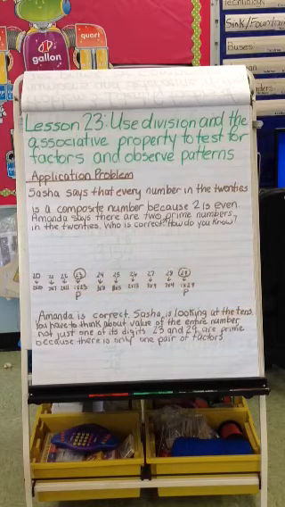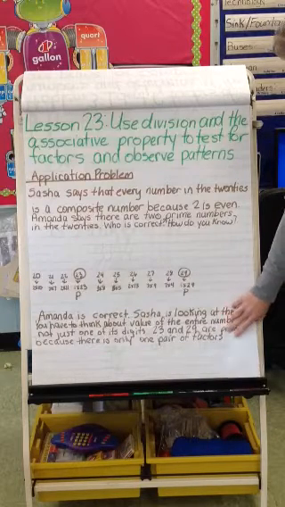So Amanda's correct. Sasha's only looking at the tens place. You have to look at the value of the entire number, not just at one of its digits. 23 and 29 are prime because there's only 1 pair of factors, or exactly 2 factors. Remember, a pair means 2.